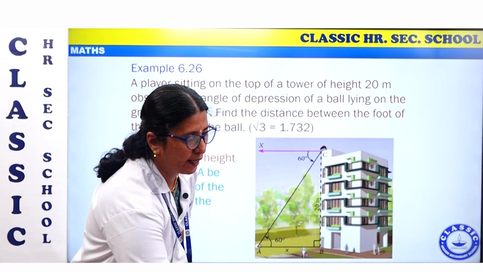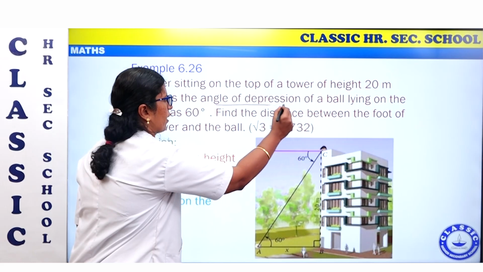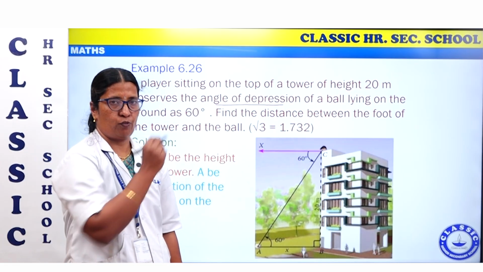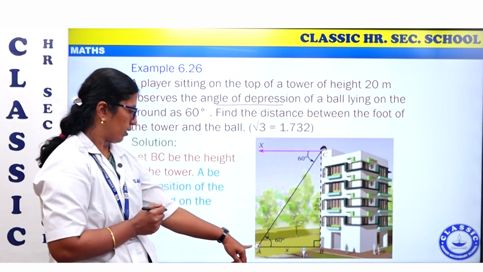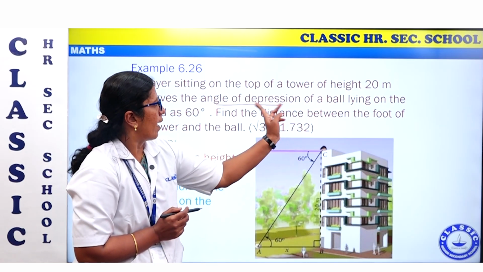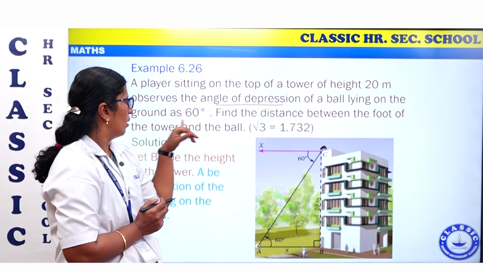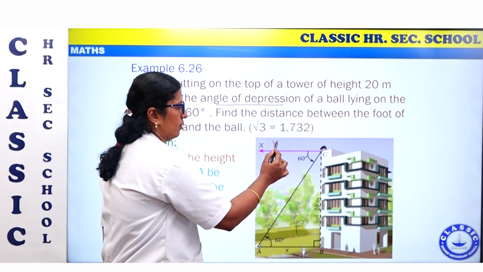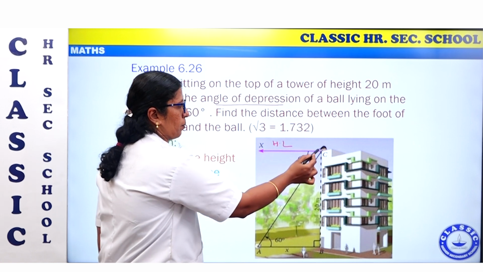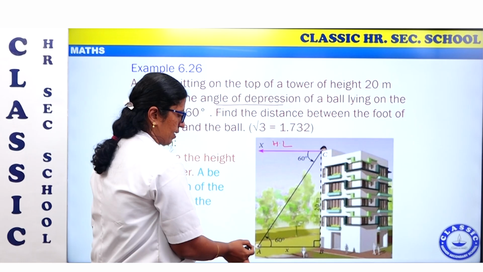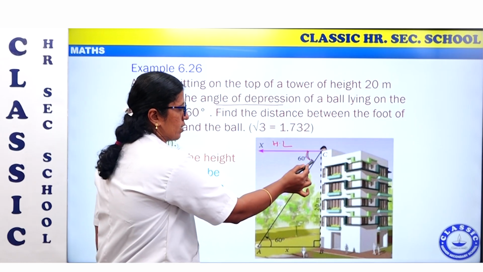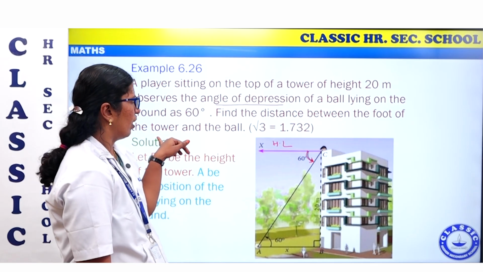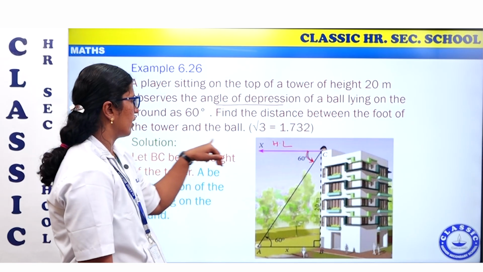What is the concept now? Angle of depression. Before, we discussed angle of elevation. So depression means keep in your mind, you are sitting on the top of the tower and you observe the ball down. Angle of depression of your ball lying on the ground. How much angle does it form? 60 degree. So the boy's eyesight is a horizontal line. That boy lowers his head and sees the ball at what angle? 60 degree. Using this angle, you have to find the distance between the foot of the tower and the ball.